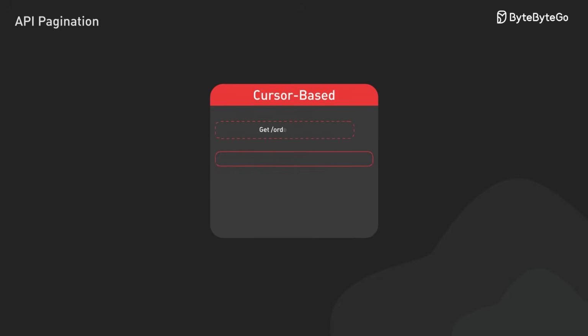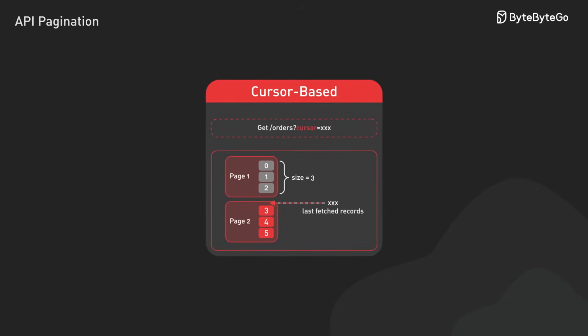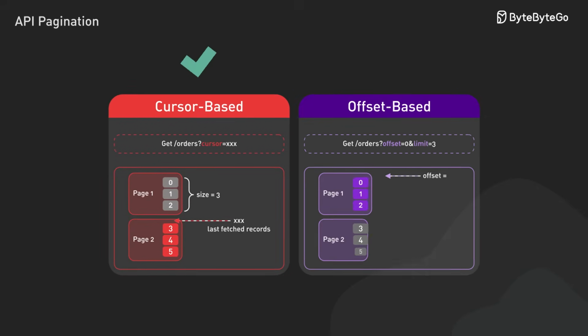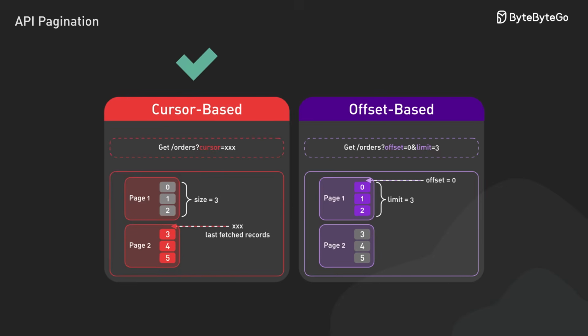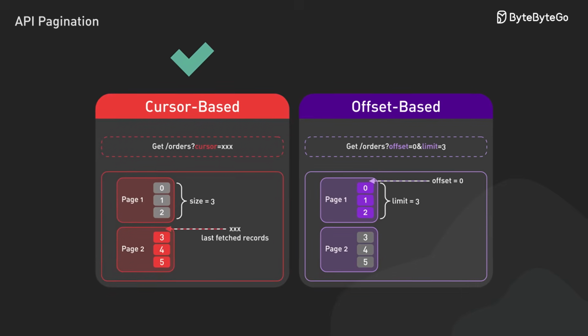Now here's a key takeaway. Use cursor-based methods for large and fast-changing datasets. They are more consistent and perform better than offset-based approaches. While more complex to implement, it's worth the effort.